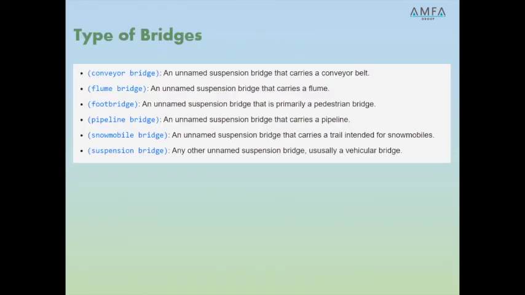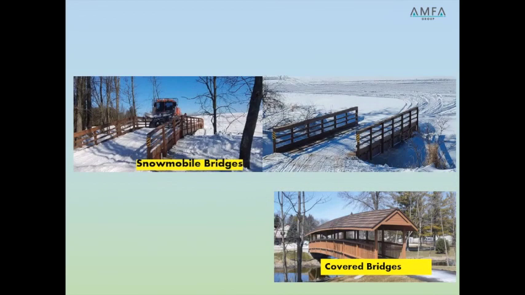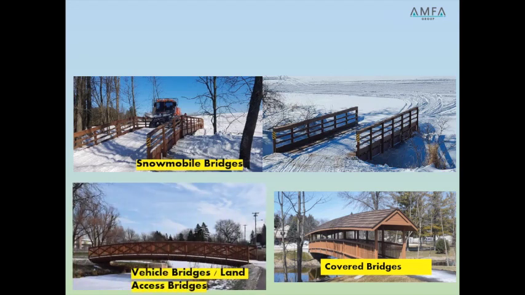These are the other types of bridges: the conveyor bridge, flume, footbridge, pipeline bridge, and snowmobile bridge. We can see pictures of a snowmobile bridge, which is built in snow areas. Then the vehicle bridges, land access bridges across a small water flow or creek, and covered bridges. Now, these are also being used for landscaping purposes. So this is, in a nutshell, about bridges, and especially the suspension bridge, which we could see in detail.